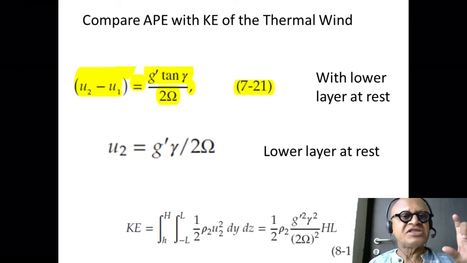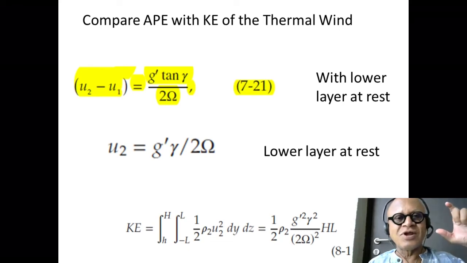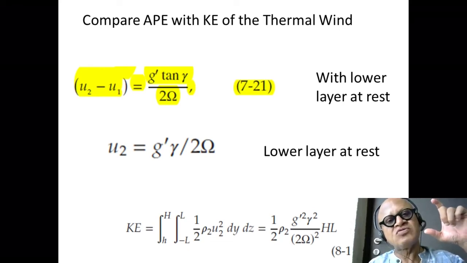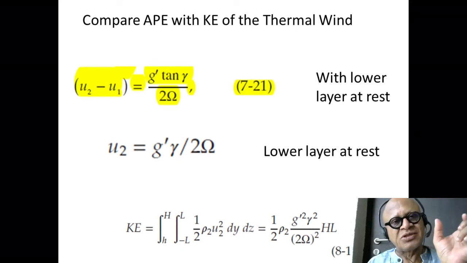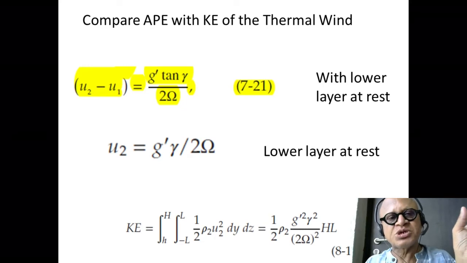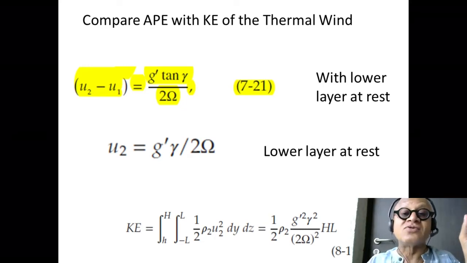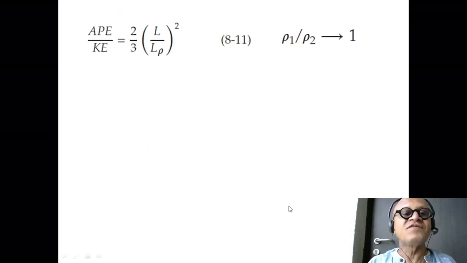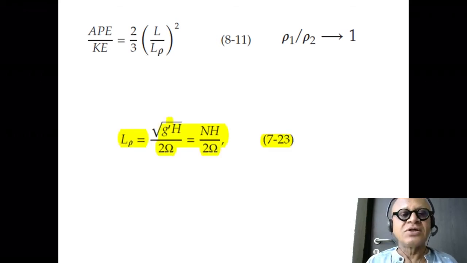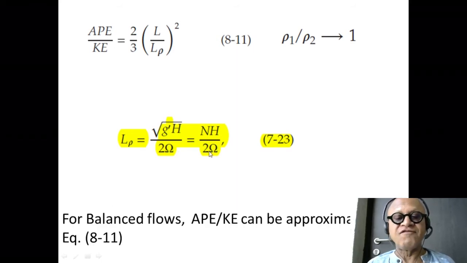So you can see already in your head we are going after the vertical scale of motion versus horizontal scale of motion. As soon as we say horizontal scale of motion, we're going to bring in the constraint of the Rossby radius of deformation, right? So that's where we will head. So you can write obviously this ratio APE over KE as 2/3 L over L rho squared. What is L rho? Obviously it's our Rossby radius of deformation for the tank, expressed as NH over 2 omega. N is the buoyancy frequency.